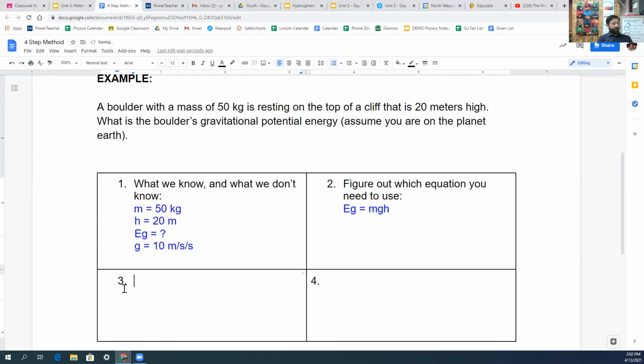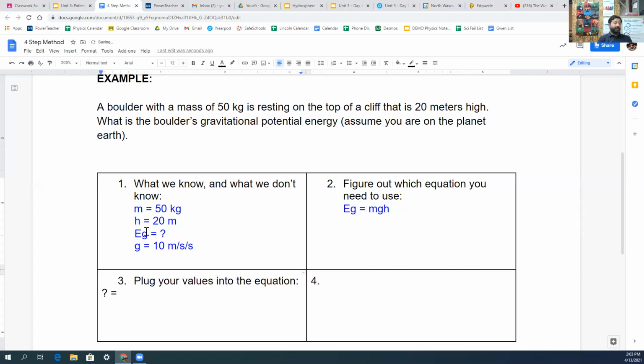Box 2 is going to be what equation we're going to use based off of the information from box 1. All right, now we're on to box 3, and box 3 is plug your values into the equation. So that is our next step. Remember, our equation is gravitational potential energy equals mass times gravity times height. So let's plug everything in. For gravitational energy, we don't know what that is yet, so I'll leave that as a question mark still.